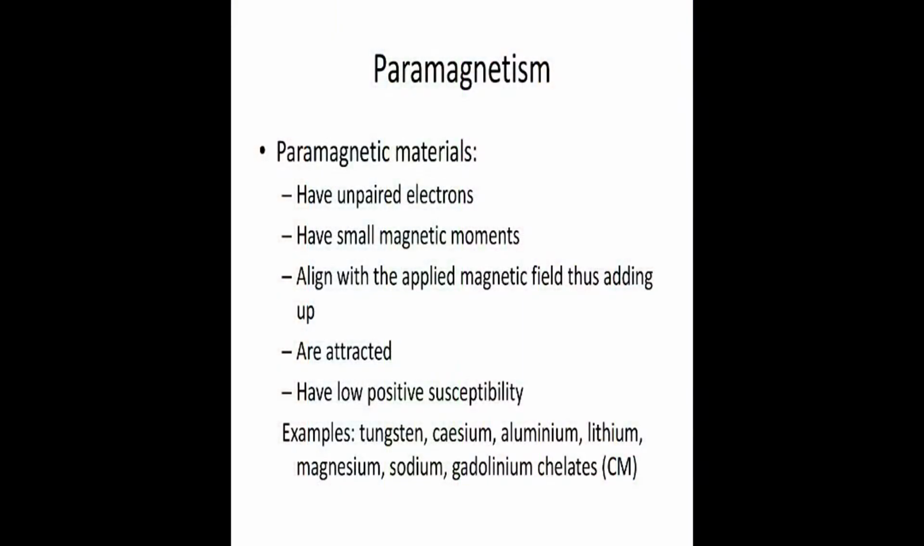On our second magnetic materials, we have paramagnetic materials. These have unpaired electrons. They have small magnetic moments, and they align with the applied magnetic field, thus adding up. They are also attracted to magnetic materials. So therefore, they have a low positive susceptibility. Such materials include tungsten, aluminium, sodium, and gadolinium chelates.